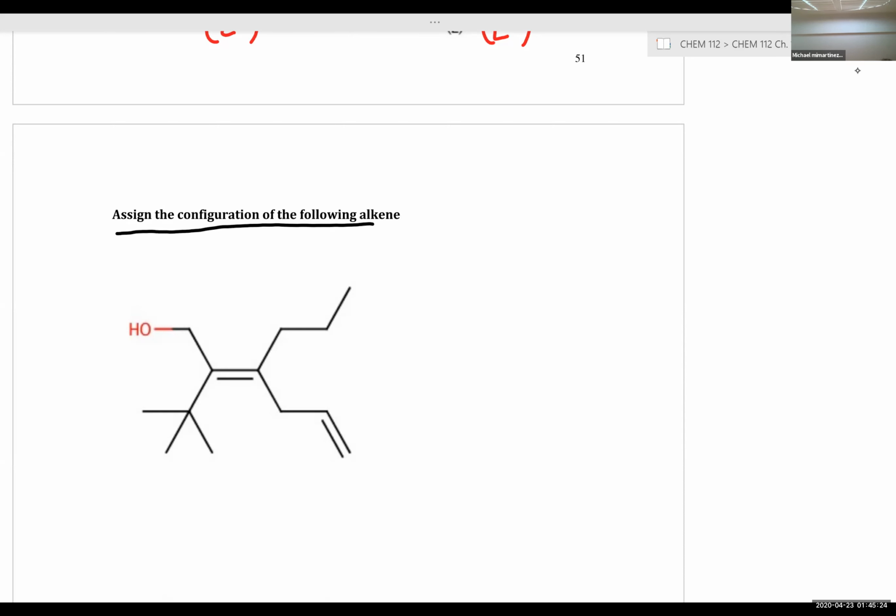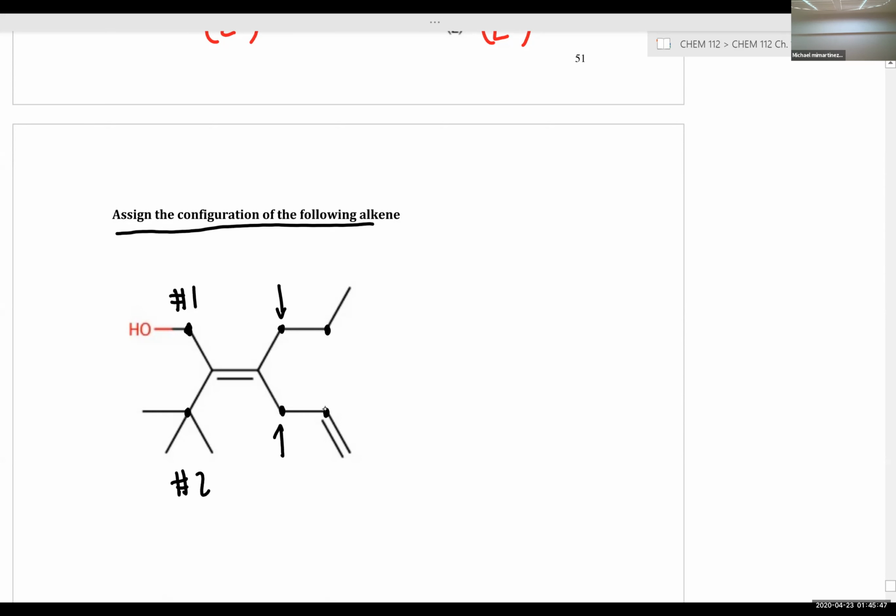So let's talk about this. If we compare our centers on the left-hand side, we can clearly agree the center with the alcohol attached is priority 1, and the center with the carbon attached is priority 2. Now let's trace through each of our carbons. So this first carbon is a tie.